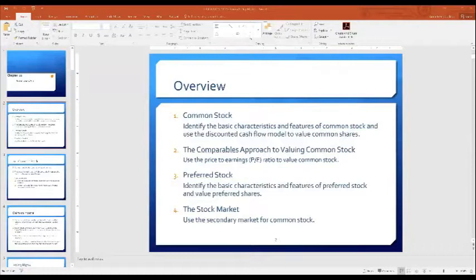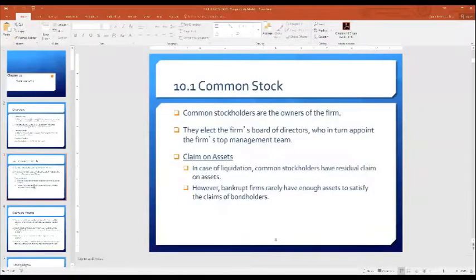And then preferred stock, we're going to identify the basic characteristics and features of preferred stock and value preferred shares. And then the stock market. Okay? Use the secondary market for common stock. Common stock as the owners of the firm. So when we say stockholders kasi, they are the ones who own the firm. Common stock, normally for this one, stockholders elect the board of directors, okay? And then they're going to appoint the top management team. All right? It is part of a corporation, di ba?